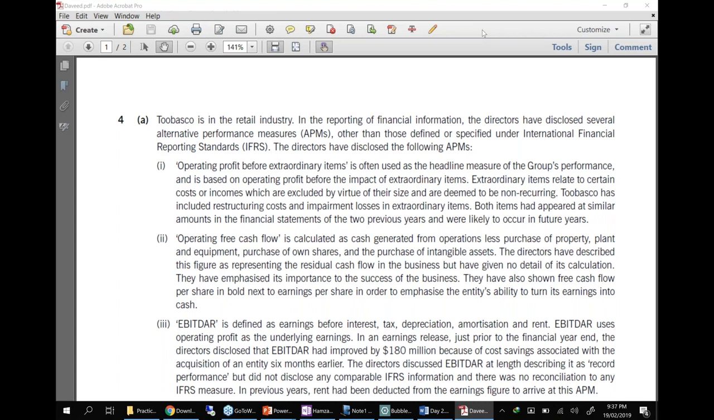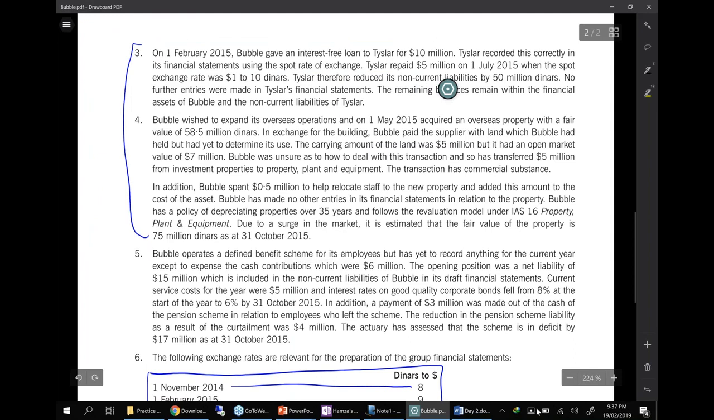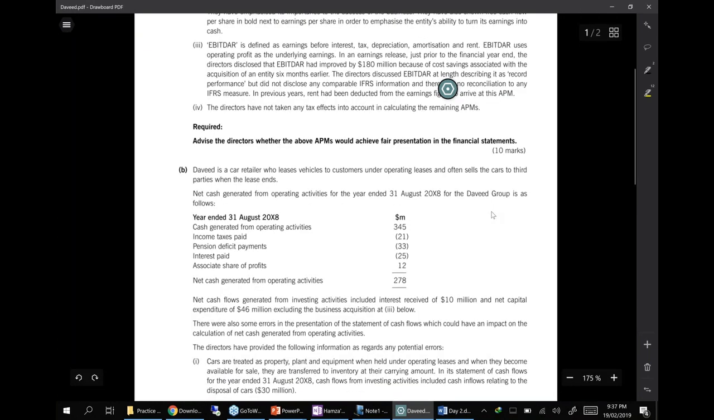The question says, let me open this in the other format. Okay, so the question says that David is a car retailer who leases vehicles to customers under operating leases and often sells the cars to third parties when the lease ends. So we provide the assets on lease to third parties, and then when it ends, we sell them.